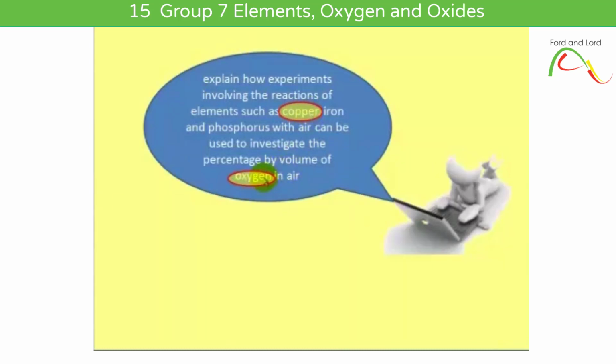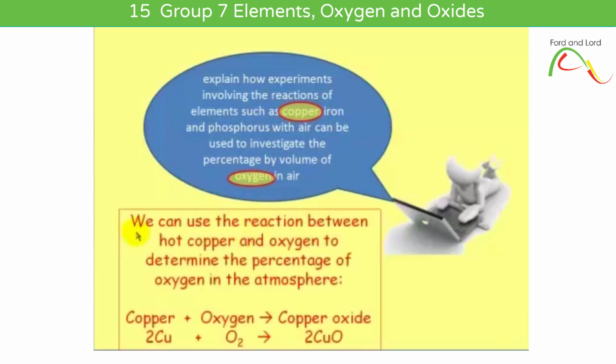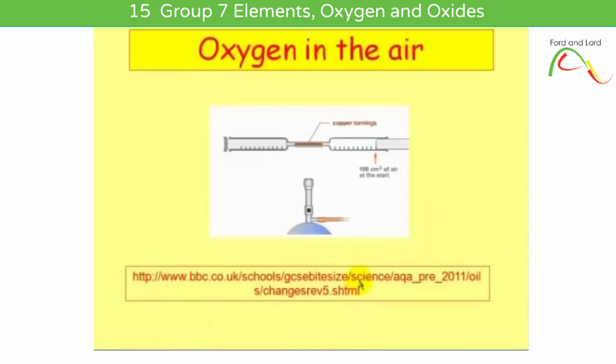Now let's look at the setup we might use to investigate this reaction. We can use a reaction between hot copper and oxygen to determine the percentage of oxygen in the atmosphere. So copper, 2Cu, plus oxygen, O2, gives copper oxide, 2CuO. Let's have a look now at the experimental kit. And here it is. We've got copper turnings here, we've got 100 cc's of air at the start, and beneath it a Bunsen burner. And this is taken from the BBC Bitesize website.